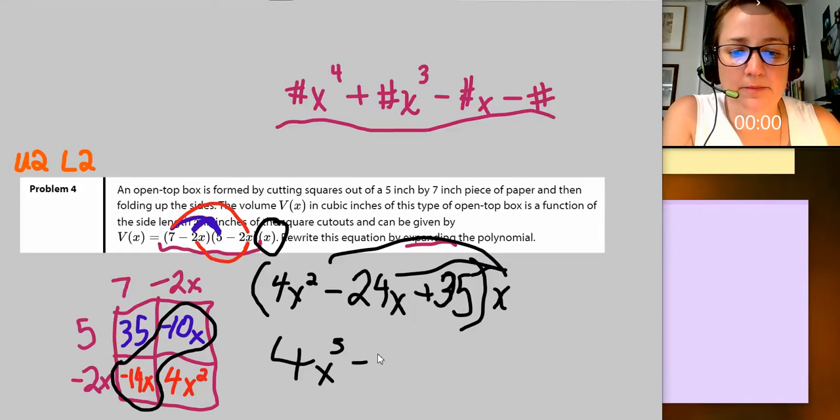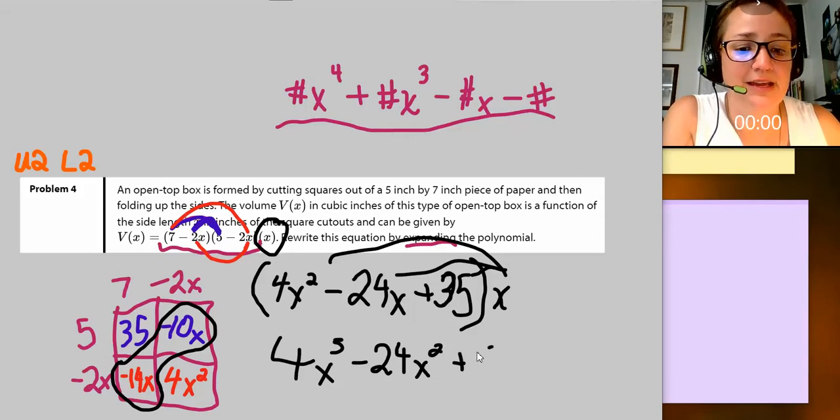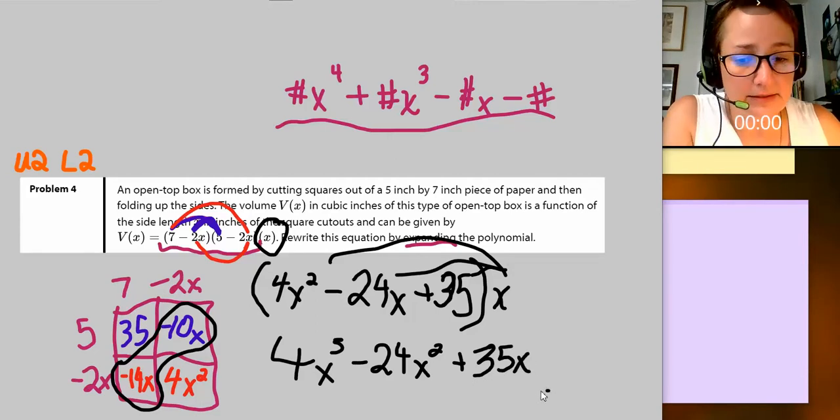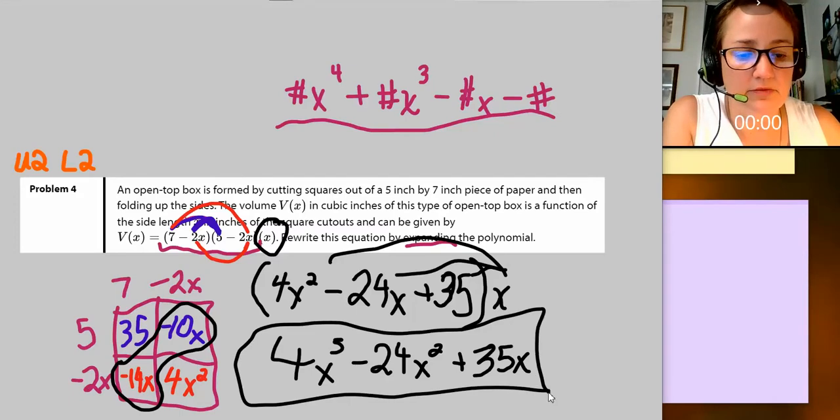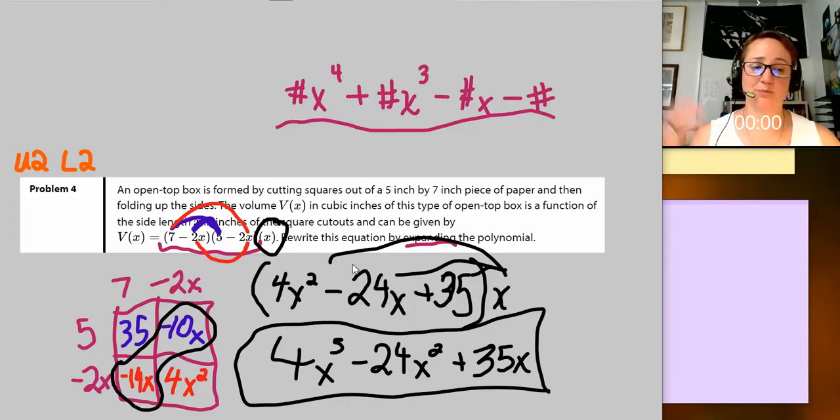minus 24x squared plus 35x. And that is our final answer. I'm going to box it in. That's our big final answer because that's what we've done to expand the polynomial.